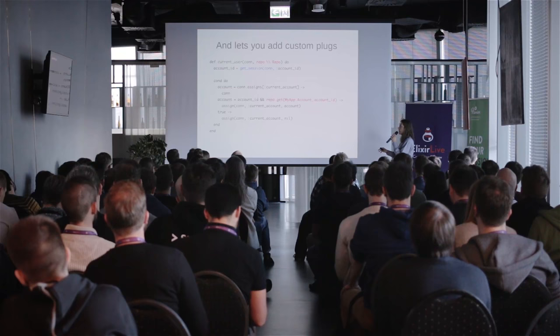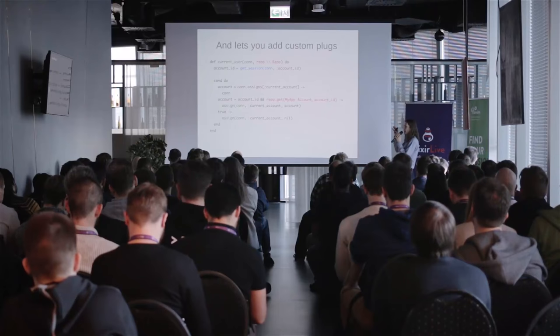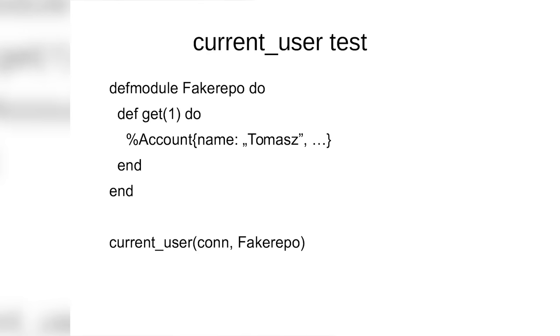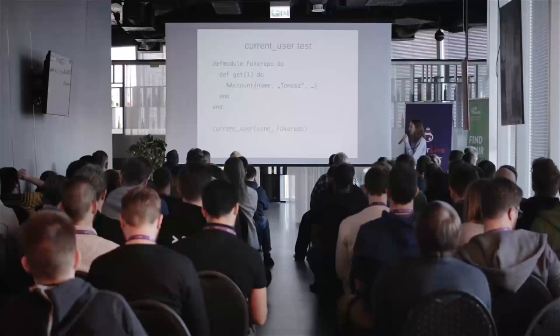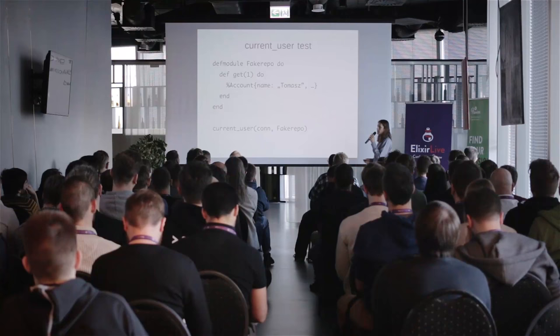If we use the current user plug with just one argument, it will behave exactly the same as before this modification. However, if we want to test that plug, we can provide it with something else that doesn't touch the database. So we can create our own module, like FakeRepo, that for each GET request, if it has the ID of one, will always return the same user account. And this way, we can make the current user plug more testable.